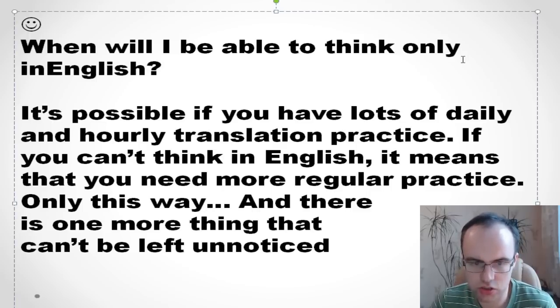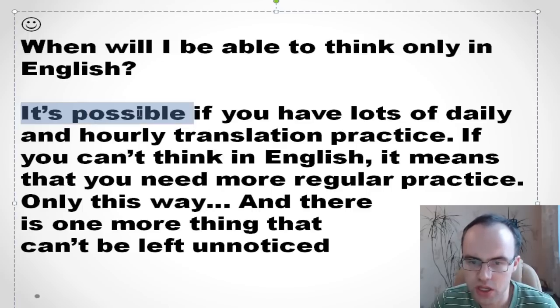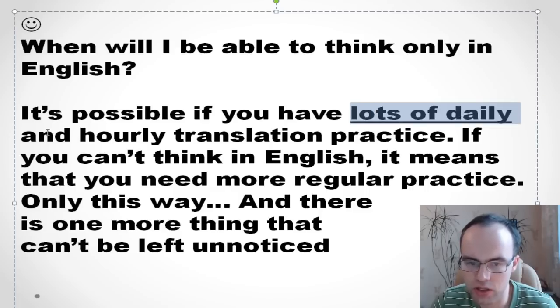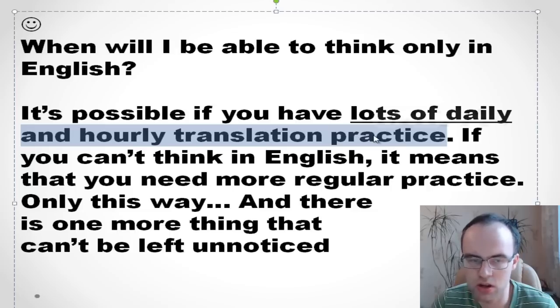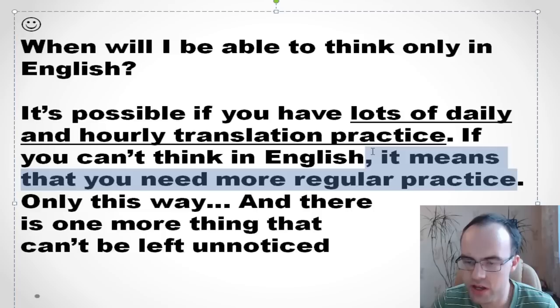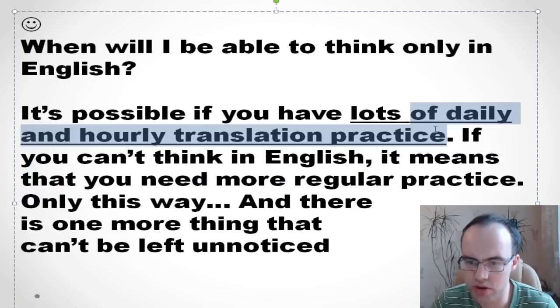When will I be able to think only in English? It's possible if you have lots of daily and hourly translation practice. So you need to have lots of daily practice, it means every day, and hourly, it means every hour, but maybe for 5 minutes, 10 minutes, but every hour translation practice. If you can't think in English, it means that you don't have enough practice. So you have practice, but little practice, not enough practice, okay?